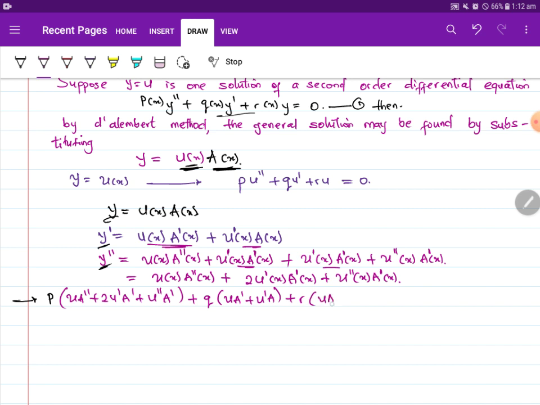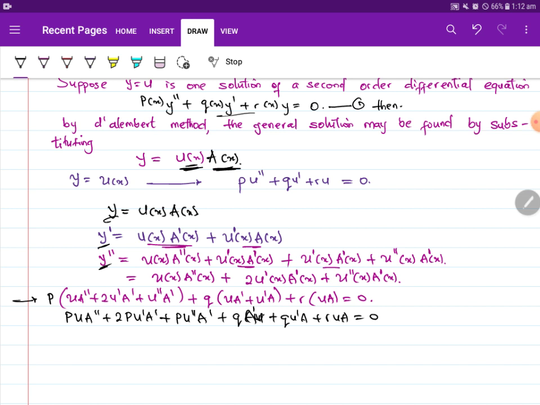is my y? u a is equal to what? Is 0. Okay, so if we are to factorize this, let's try to open the bracket. If you open the bracket, I have it to be p u a prime prime plus 2 p u prime a prime plus p u prime prime a plus q u a prime plus q u prime a plus r u a equal to 0.